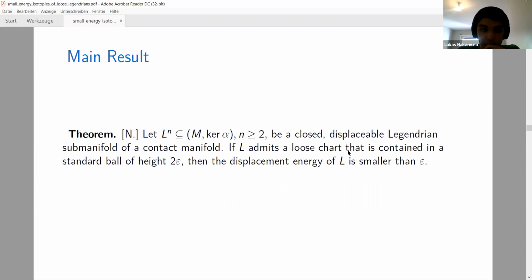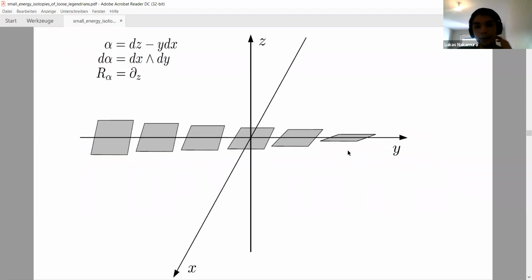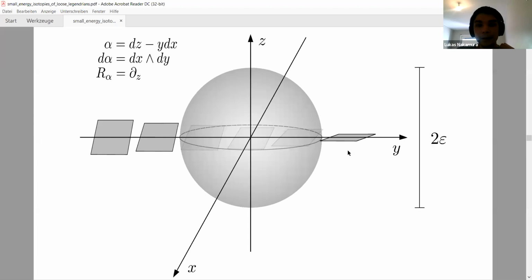A ball of height 2 epsilon is a ball or a ball-shaped set which in local coordinates looks like this. Here I've drawn the picture in R^3, so it's a ball-shaped set which literally has height 2 epsilon, or height which is smaller than 2 epsilon.